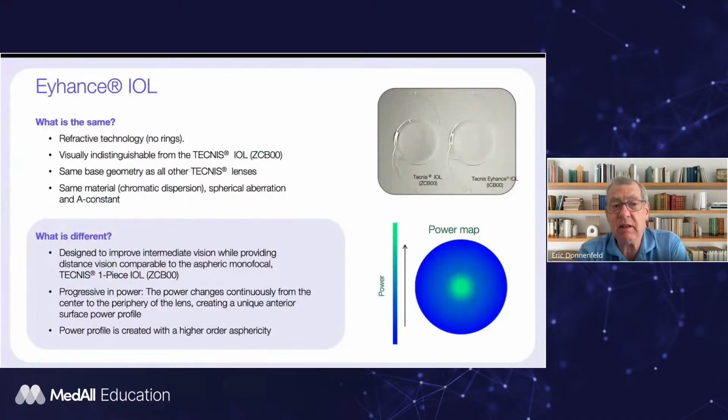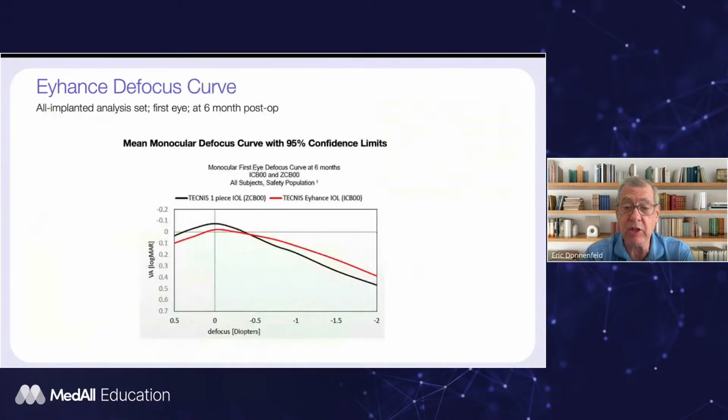Now, the next lens that became available is not an EDOF lens. This is a monofocal plus lens, and this was the Eyhance lens, which is a lens that gives you a little additional reading. It's not a premium lens, but it doesn't cross that threshold of 0.5 diopters. It's visually indistinguishable from the ZCB00 Tecnis lens, and it has the same chromatic dispersion, spherical aberration, and A constant. But what it does do, it does give you a little bit more mid-range vision. Patients like it very much.